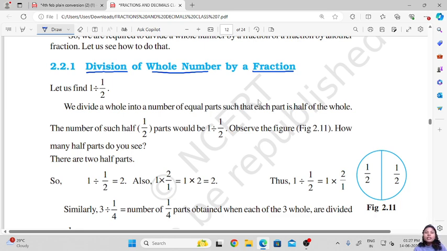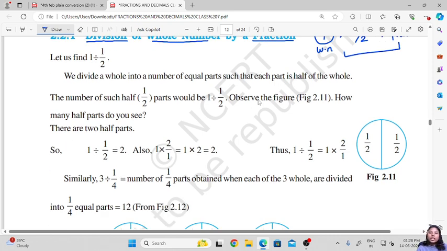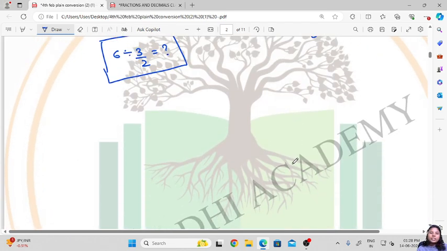So in this case, first we'll have the whole number. Look at this example. They have said 1 divided by 1 by 2. Here this is a whole number and this is a fraction. We have to remember that the whole number is given first, followed by the fraction. So what do we have to do here? We have learned about reciprocals and how they work. They have said 1 divided by 1 by 2.